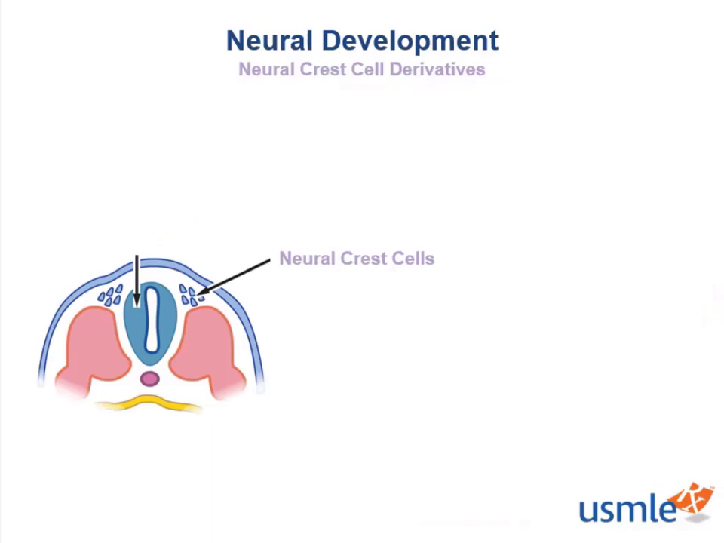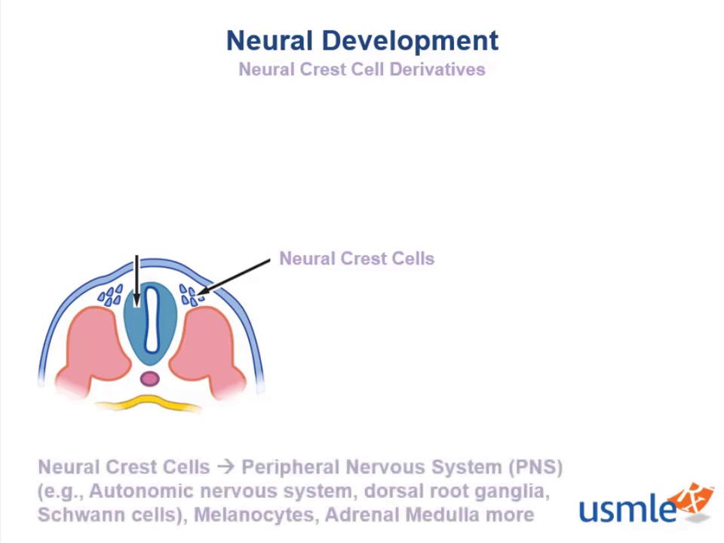Before we end this lecture, let's briefly discuss neural crest cell derivatives. Recall that as the neural plate folds to form the neural tube, it crests at the top, hence forming neural crest cells. These neural crest cells give rise to many structures in the body. The most high yield to know are as follows.